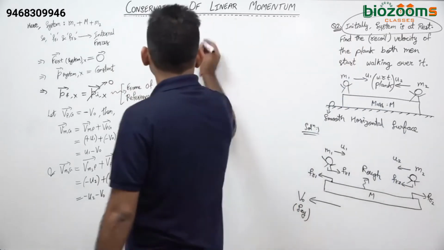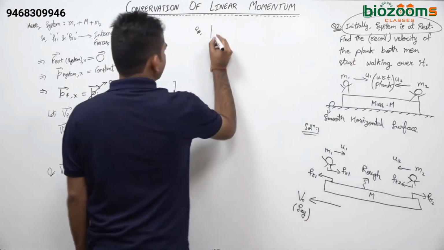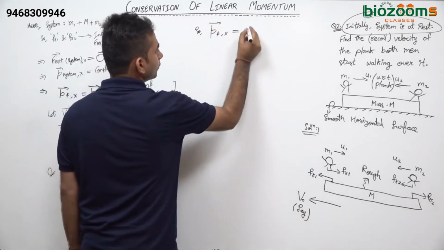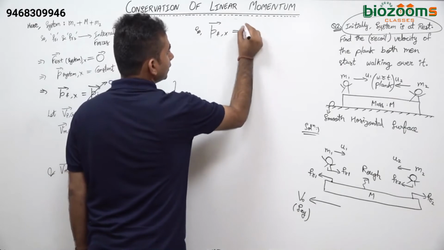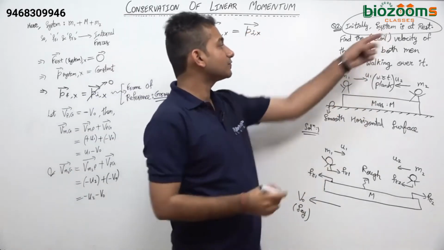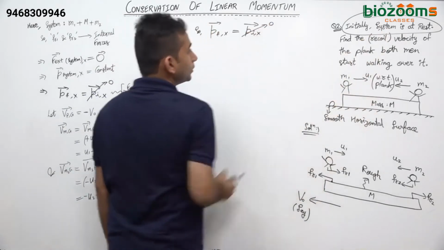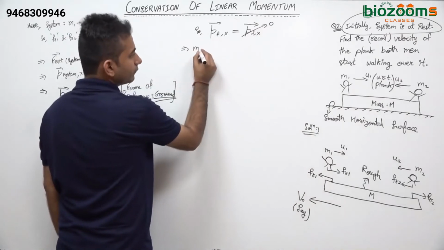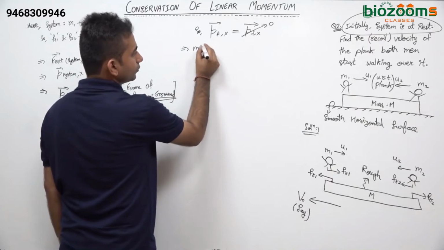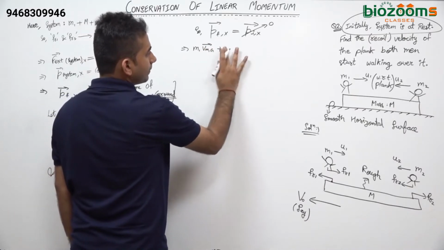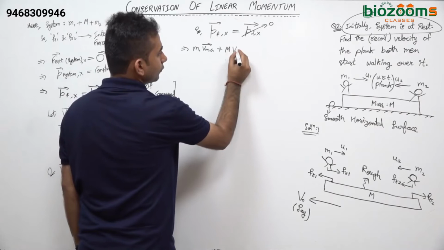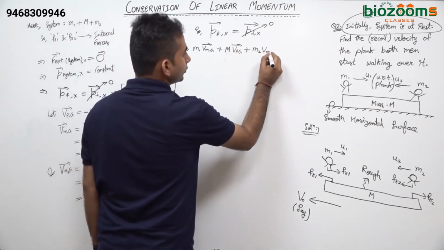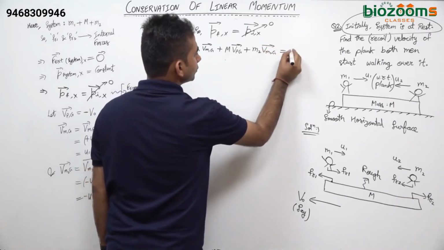Right? So can you write, let's rewrite it: the final momentum of the system in the horizontal direction will be equal to the initial momentum of the system in the horizontal direction. Since initially the system was at rest, this is going to be equal to 0. Can we write it as the momentum statement? m1 into the velocity of m1 with respect to ground plus capital M into the velocity of plank with respect to ground plus m2 into the velocity of m2 with respect to ground. That must be equal to 0.